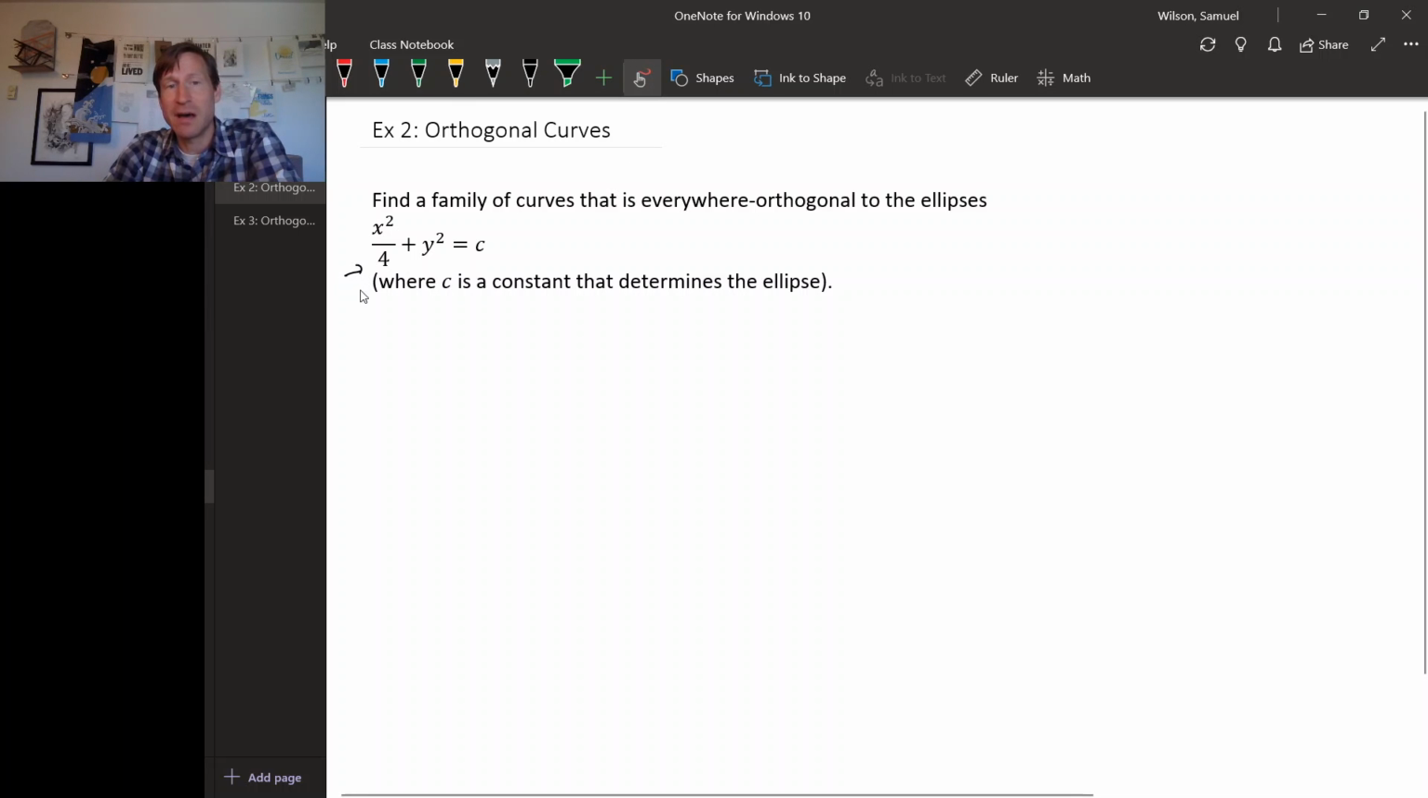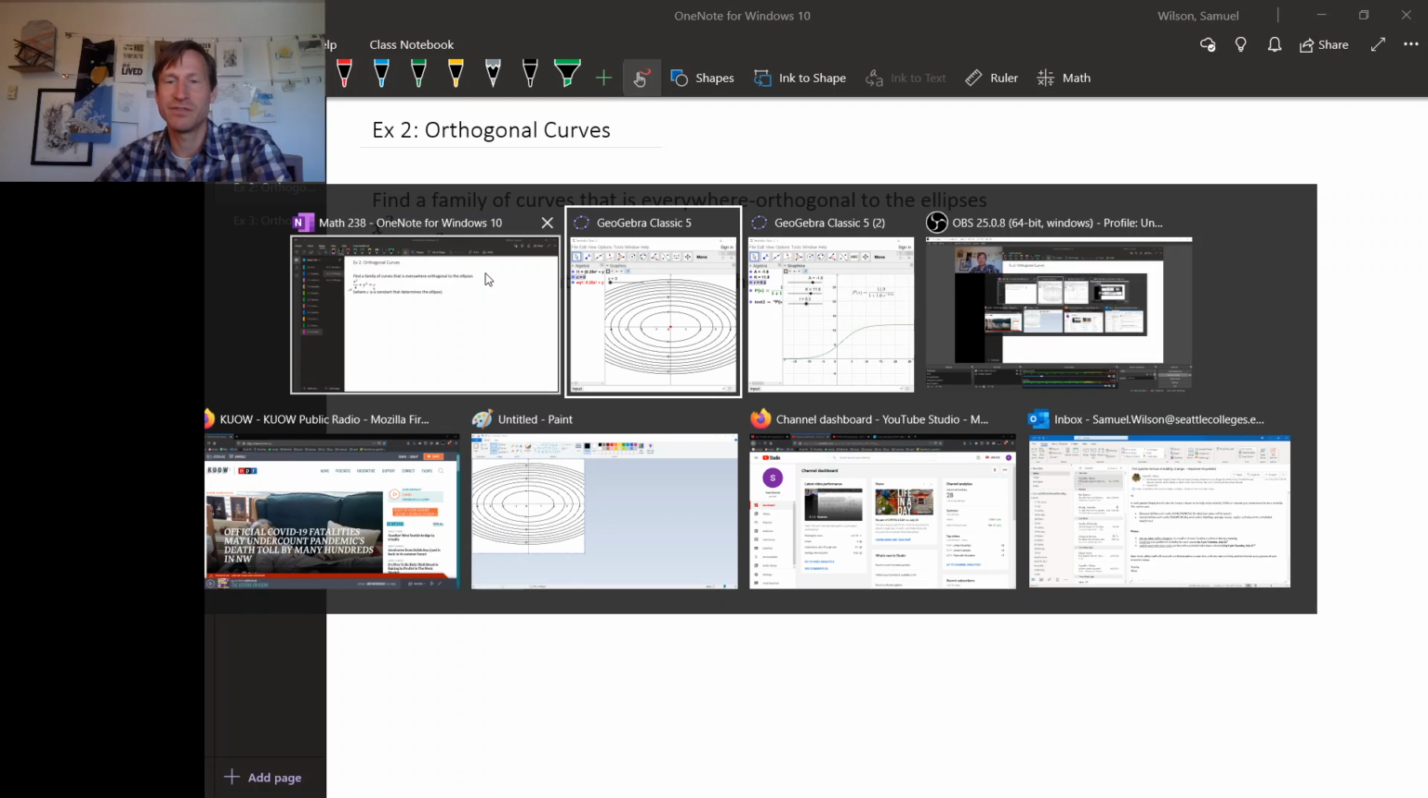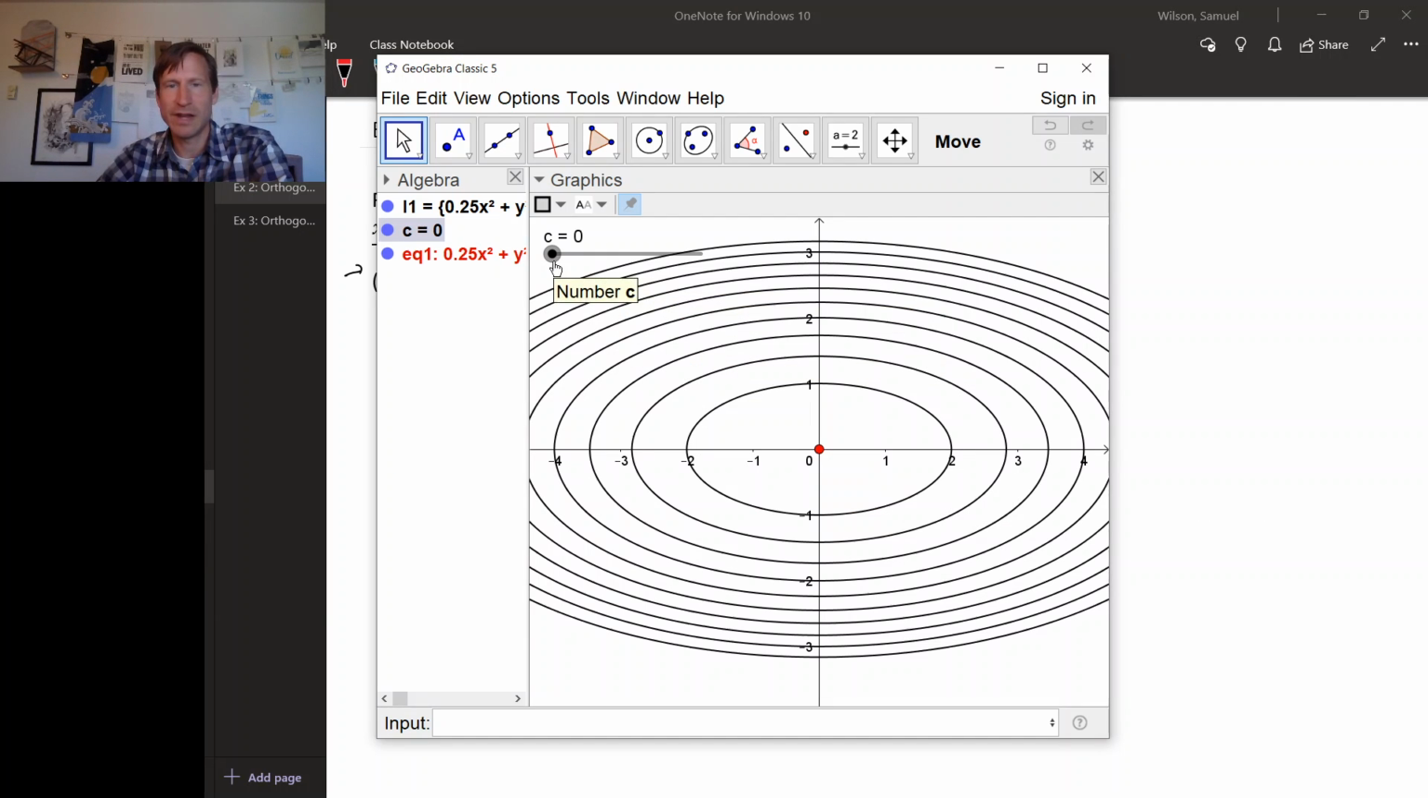This family of curves happens to be a bunch of ellipses. Which ellipse you get depends on what this constant is. So varying the constant gives you a different ellipse. So right here I have examples of many of these ellipses, and also I have a slider. So if we change C, we can see different values of C give us different ellipses in the family.